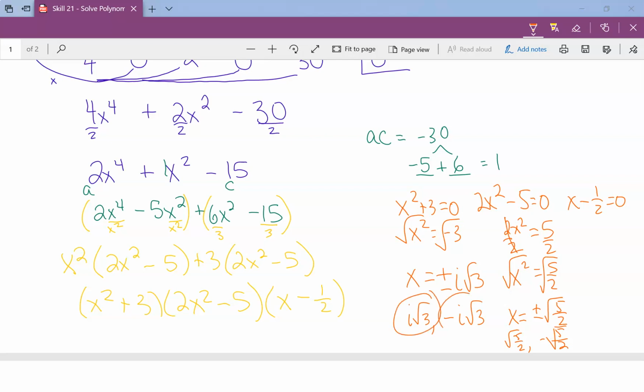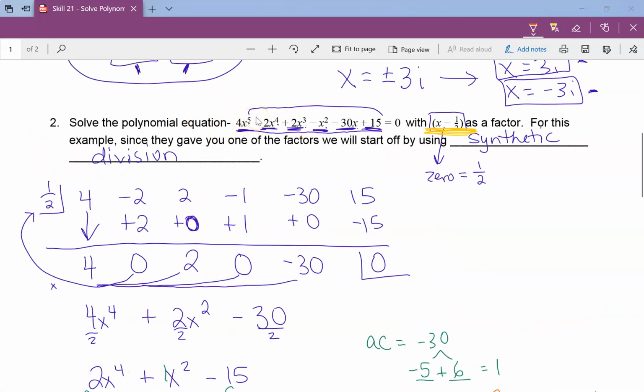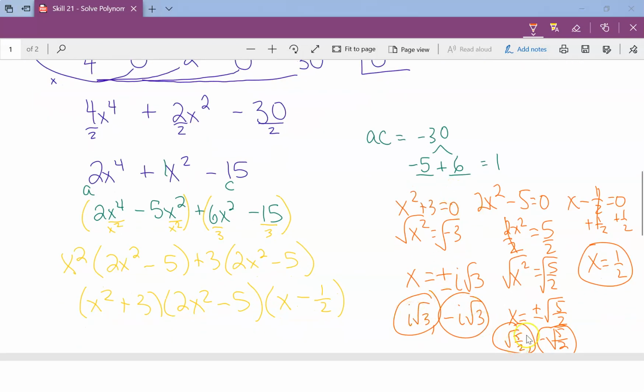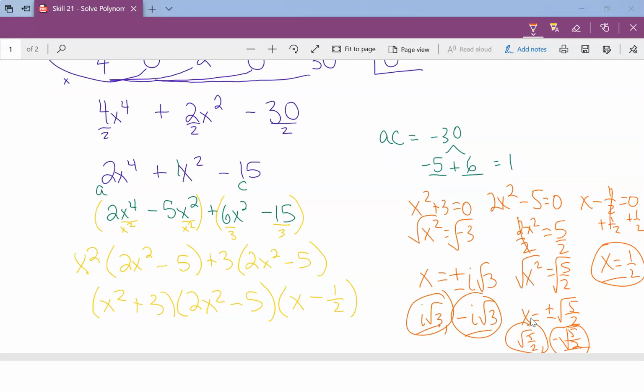So I've got 1, 2, 3, 4 solutions so far. In this last one, if I add a half to both sides, I get x equals 1/2. There's my fifth solution. Okay? So remember, we have a degree 5 polynomial, so we should have 5 zeros. 1, 2, 3, 4, 5.